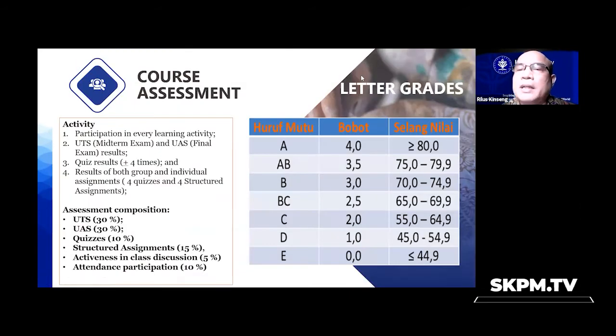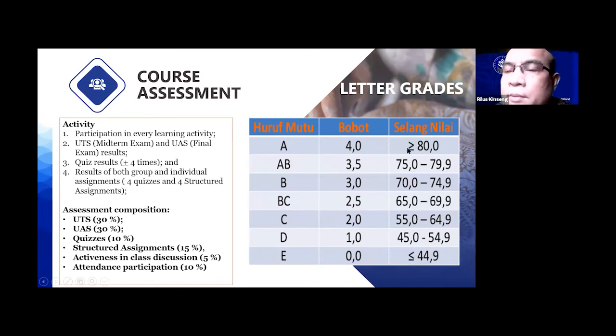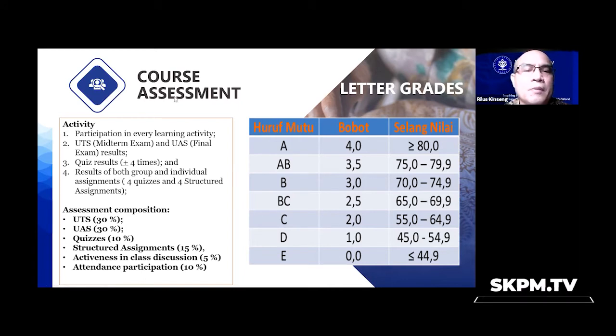Now the marking system, I think you already know this from the first semester. Yeah, the marking system is exactly the same. You will get an A if your mark is 80 or more, and then AB with a range between 75 until 79.9, and so on and so forth. So I think it is not new for you. I guess you all know about this marking system, okay?